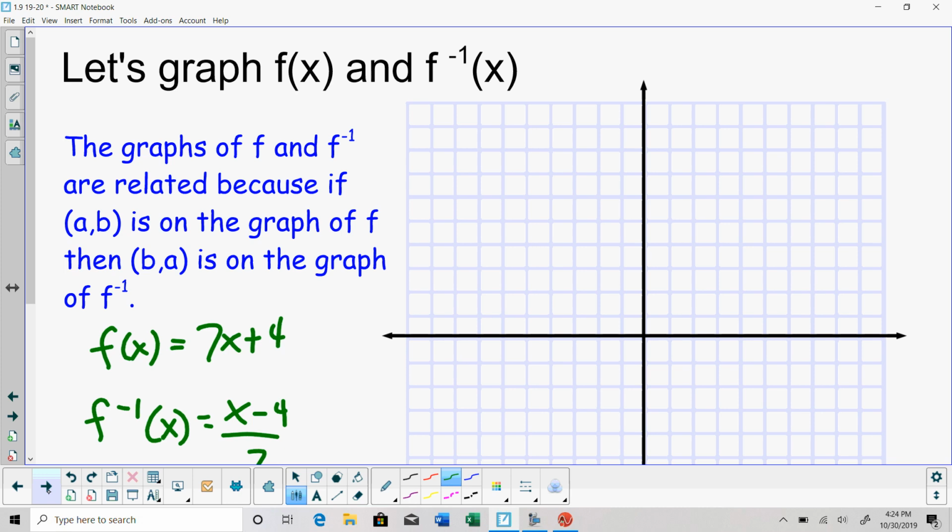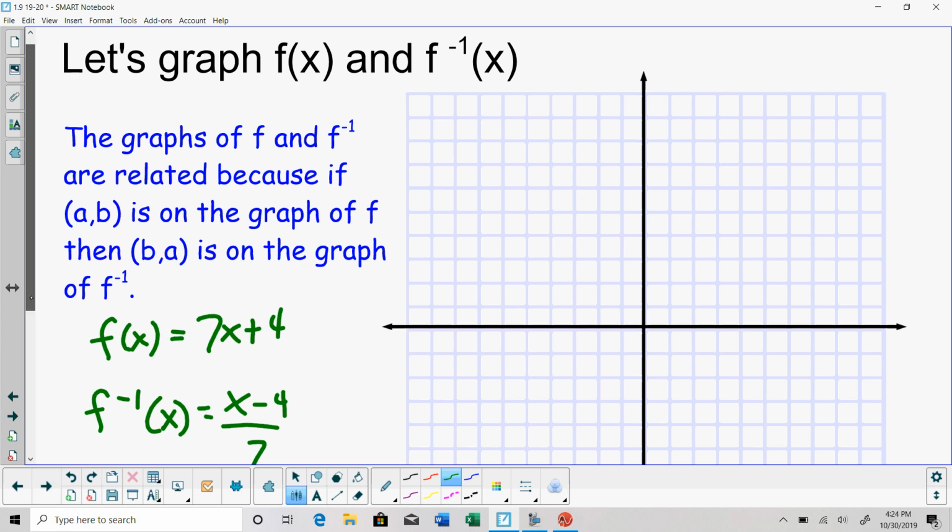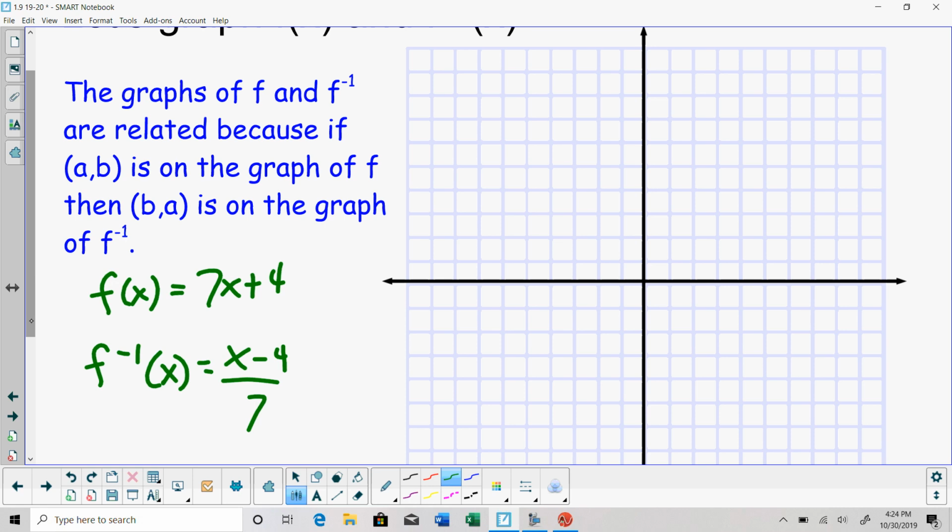All right, so let's graph these two functions. We said that f of x was 7x plus 4, and the h of x function was x minus 4 over 7. And let's see what happens when we graph these. So if I'm going to graph this first one, I'll graph it like this. The y-intercept is 4. The slope is 7. So I've got to go up 1, 2, 3, 4, 5, 6.